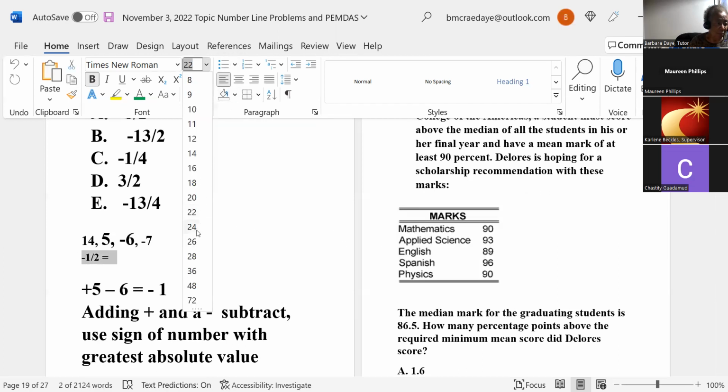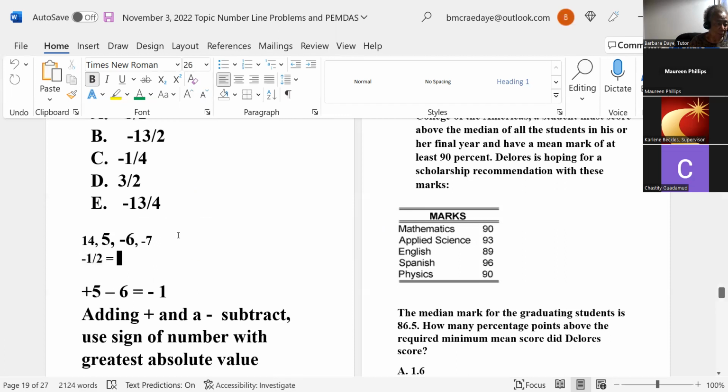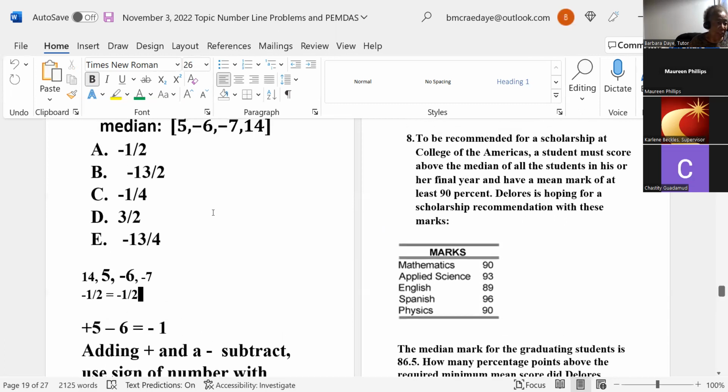And you'll see that would be answer what? -1/2 is just a -1/2, and that would be answer A. Okay, got it. Thank you. Got it? Yeah. Very good, Chastity.